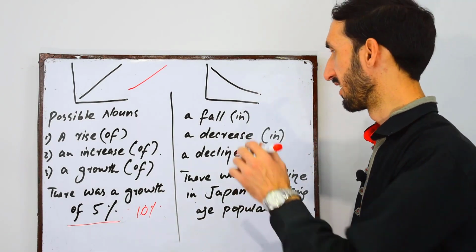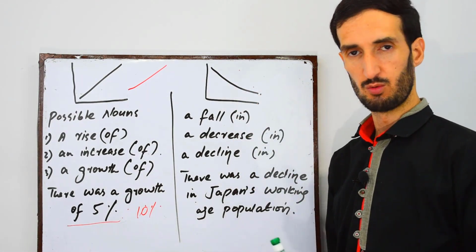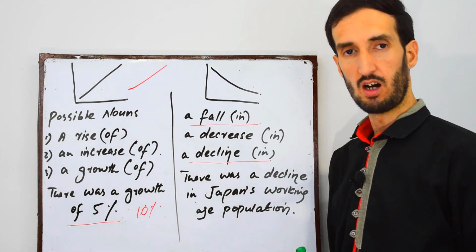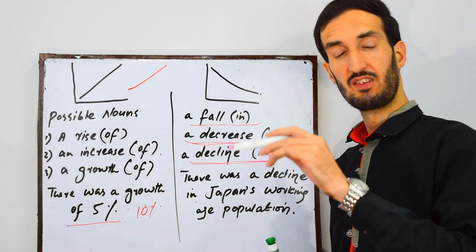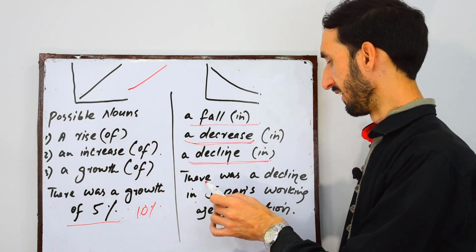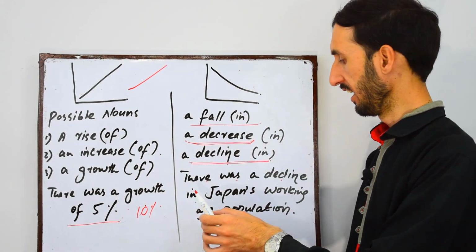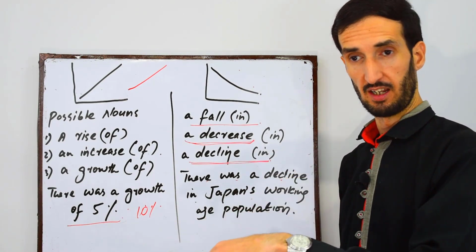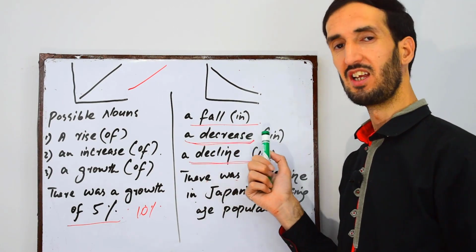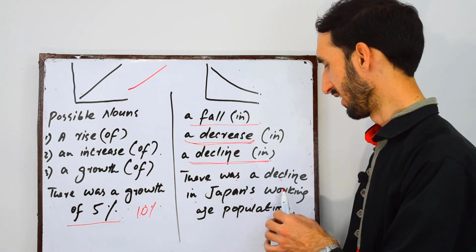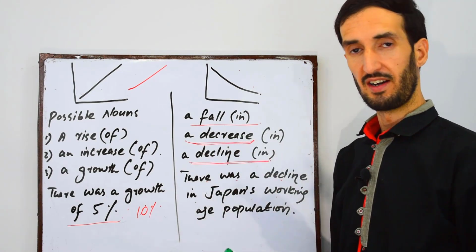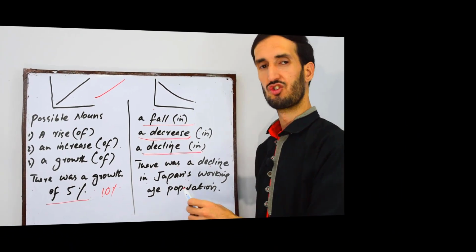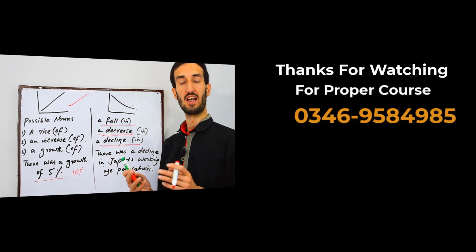If the line goes down, you can use these words as a noun: a fall in, a decline in, or a decrease in. For example, there was a decline in Japan's working age population. Or you may say there was a decrease in Japan's working age population. Or there was a fall in Japan's working age population. So we have used them as nouns.